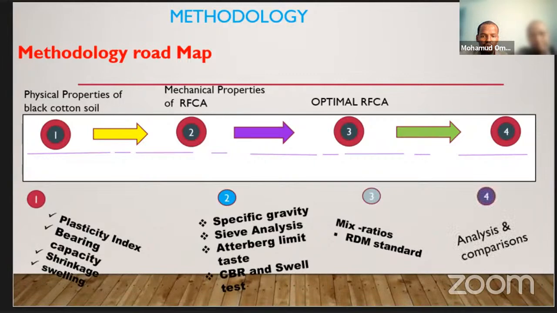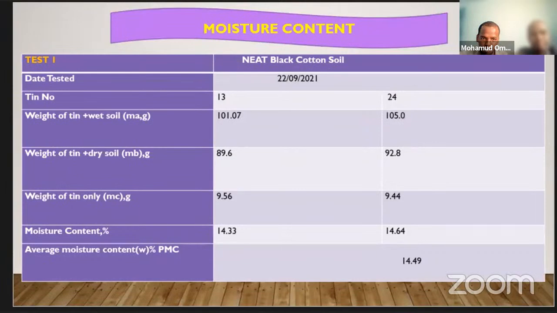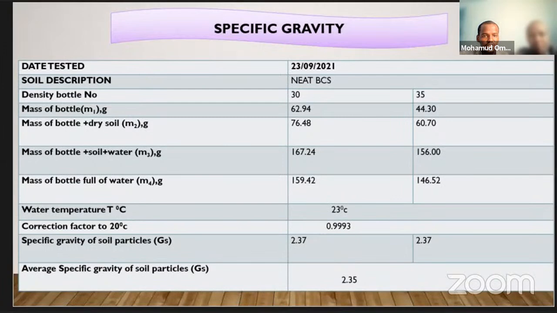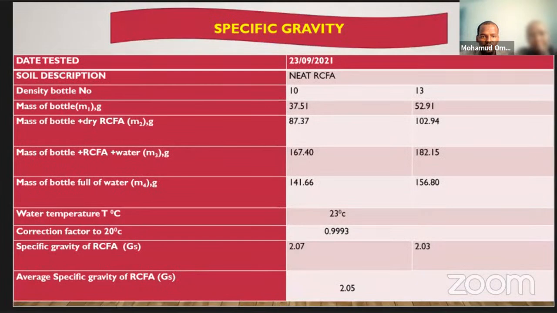So the first test we conducted was the moisture content of the neat black cotton soil, 100% black cotton soil. And we found that the moisture content was 14.49%. Secondly, we conducted the moisture content of the neat recycled concrete fine aggregate and found the moisture content to be 10.52%. And thirdly, we conducted the specific gravity of neat black cotton soil, and we found that to be 2.35. And we also did the specific gravity of neat recycled concrete fine aggregate and found it to be 2.05.